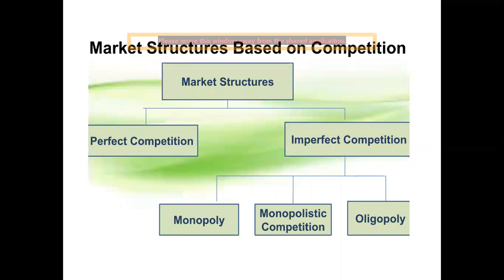So we know, based on the previous videos, the market structure is classified into two parts: perfect competition and imperfect competition. And in imperfect competition, we have monopoly, monopolistic competition, and oligopoly. So we are going to study these in detail.